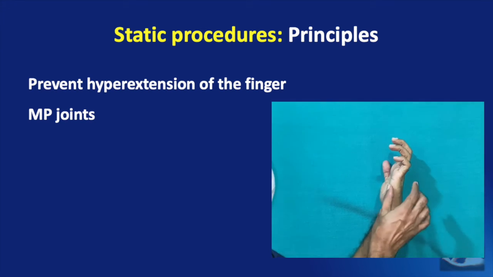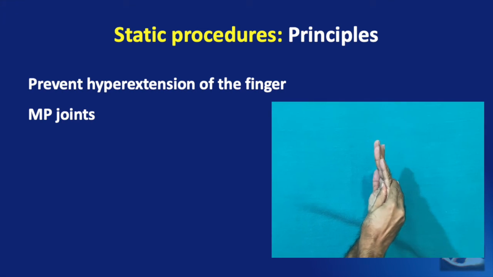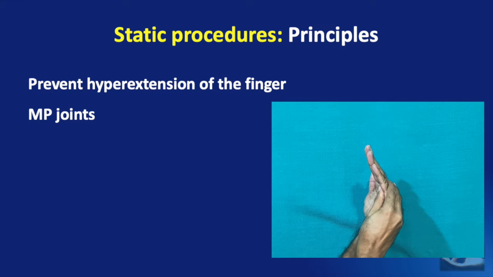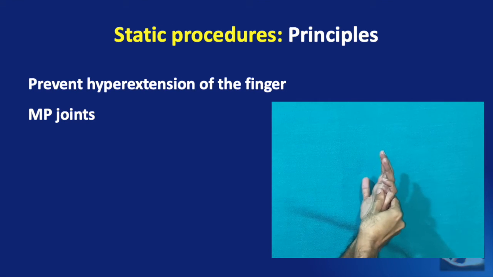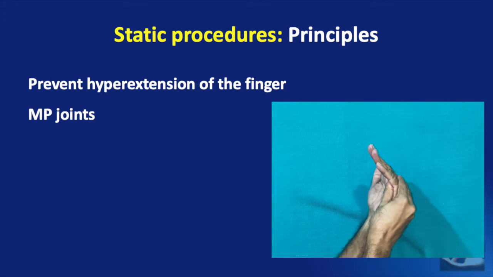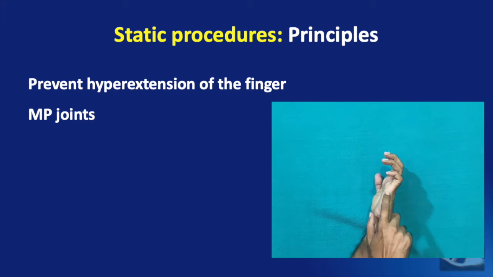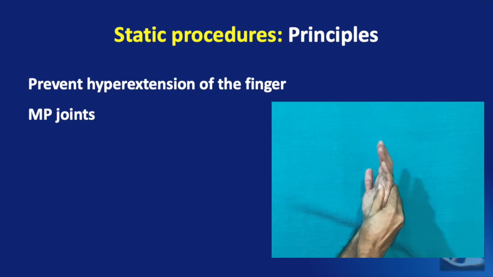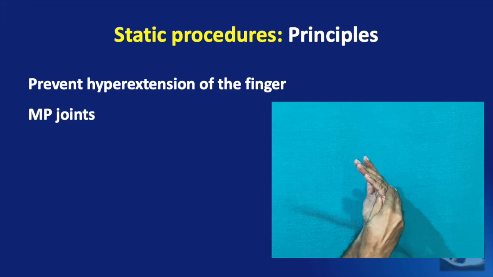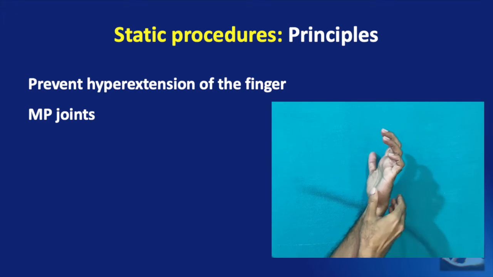In a claw hand, there is hyperextension at the metacarpophalangeal joints of the fingers. But when we stabilize the metacarpophalangeal joints in about 20 degrees of flexion, by holding them, the patient will be able to extend the fingers and the claw will disappear. This is the basic principle of static procedures. That is, the metacarpophalangeal joints of the clawed fingers are stabilized in about 20 degrees of flexion so that the patient can extend his IP joints comfortably for function.